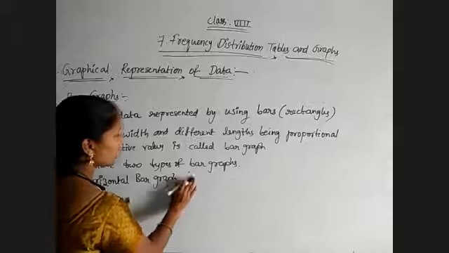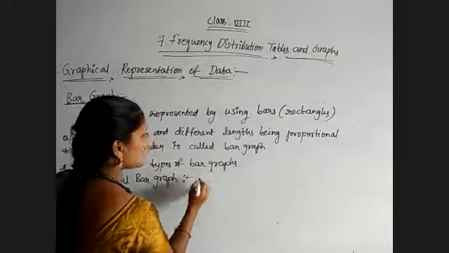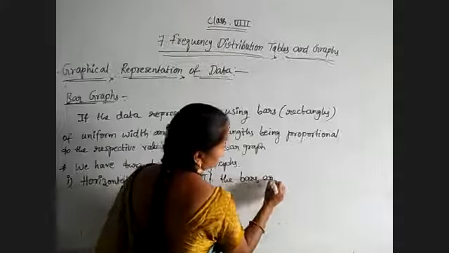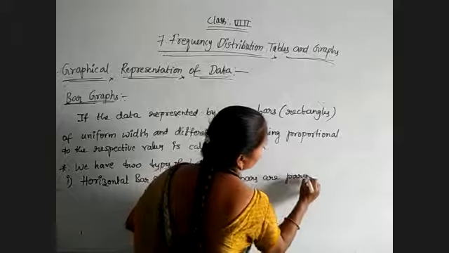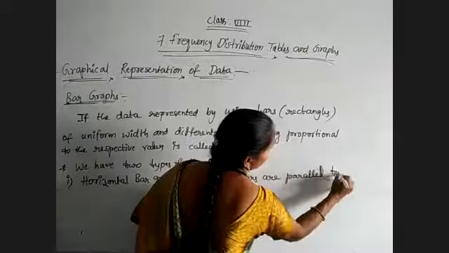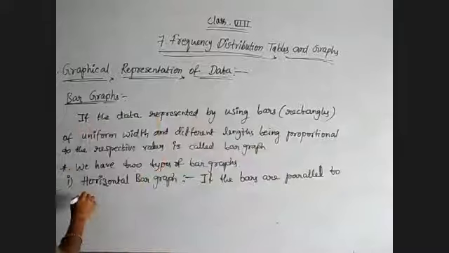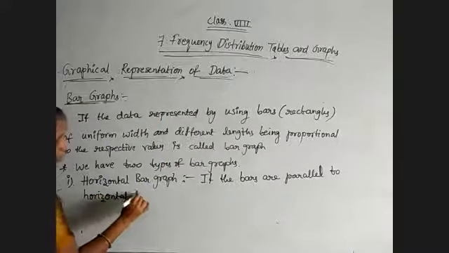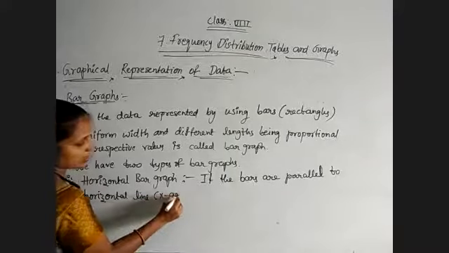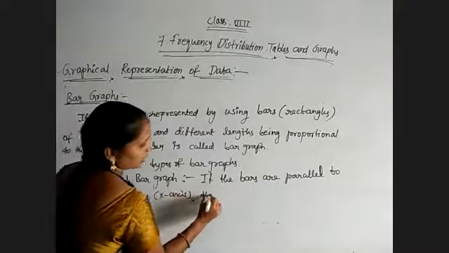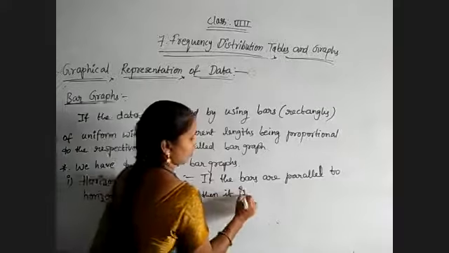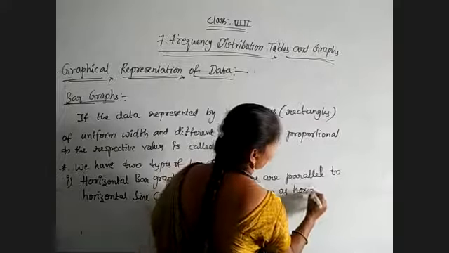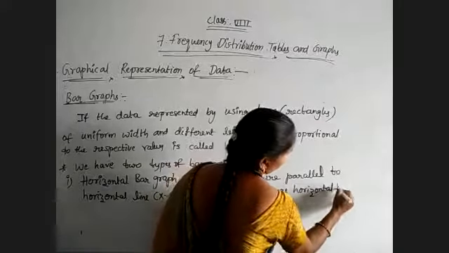Horizontal bar graph is nothing but, if the bars, which are nothing but rectangles, are parallel to the horizontal line, that is the x-axis, then it is known as a horizontal bar graph.